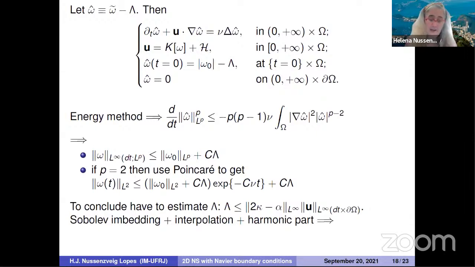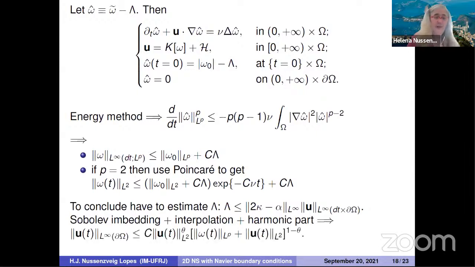And therefore, what we've just shown is that W^{1,p} is contained in C0, and C0 is clearly contained in L2. So you can interpolate between L2 and W^{1,p} and use the harmonic part to find that the L infinity norm of u at time t on the boundary is bounded by the L2 norm of u in the interior to some power theta times omega at time t in L^p, plus u at time t in L2 to some power 1 minus theta. So this is just Sobolev embedding plus interpolation, and this term here comes from the harmonic part. So you conclude the theorem with Young's inequality. So this is kind of a bootstrap.